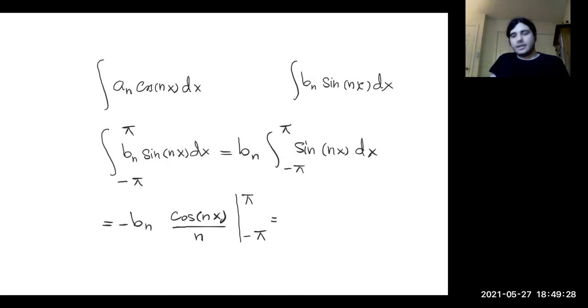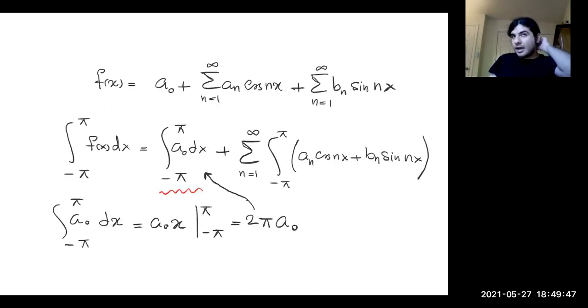So if we plug in pi and minus pi into cosine, both give the same value, so the difference is 0. So the result would be 0. It doesn't matter what n is, as long as n is non-zero, because we're dividing by n. It is non-zero, actually; the sum starts from 1. So all of these integrals are equal to 0. Completely in a similar way, these integrals are also equal to 0.